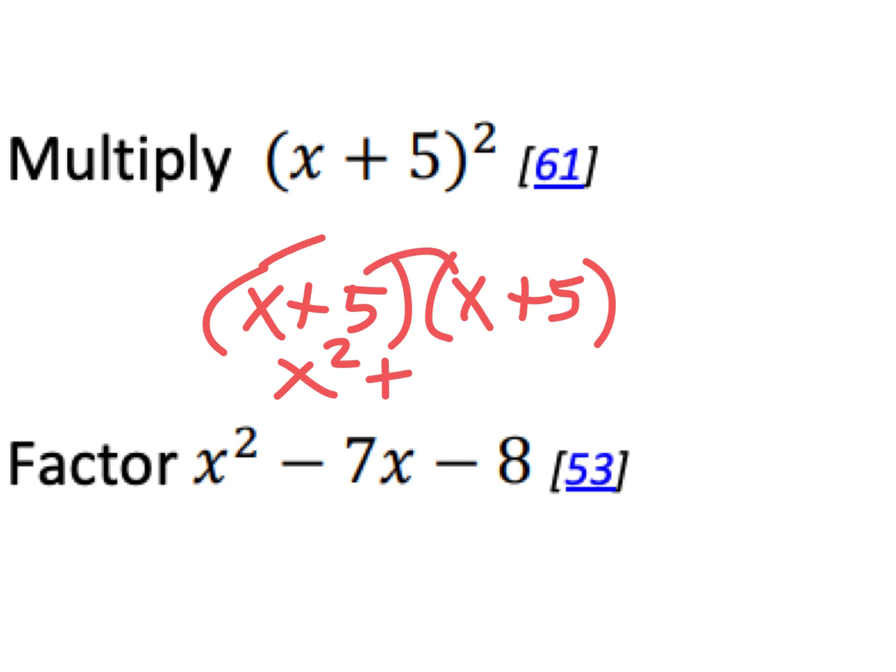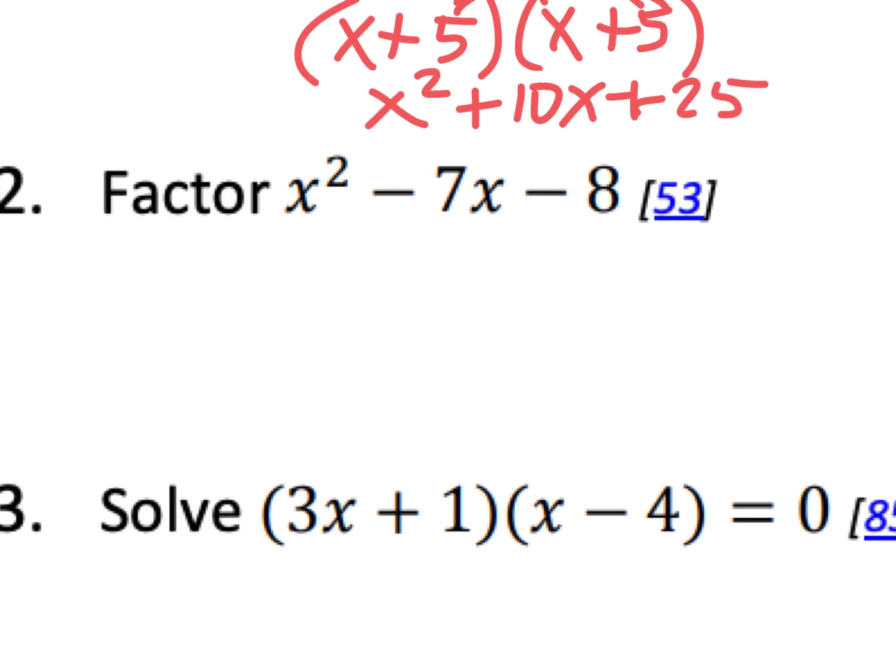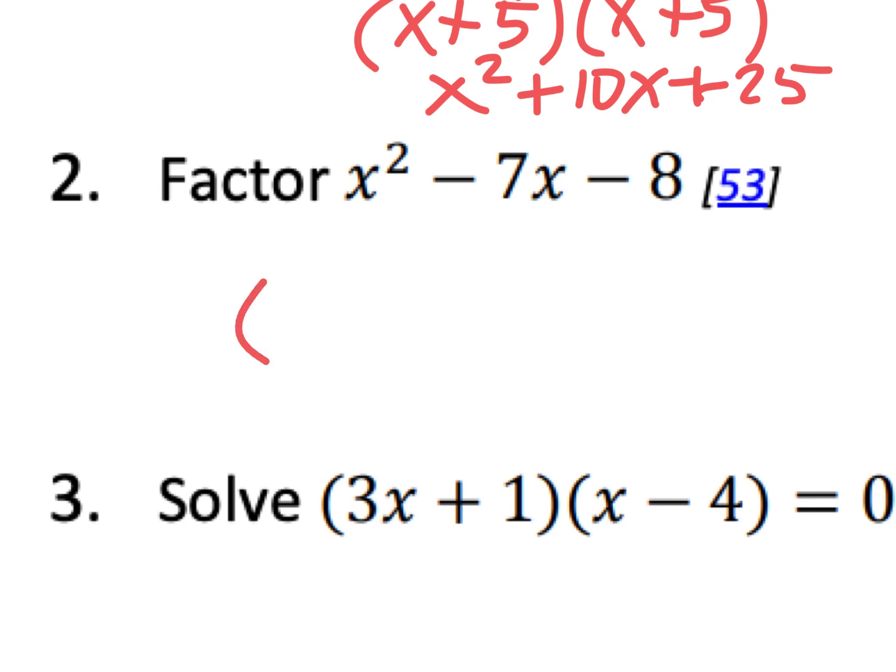Plus 5x plus another 5x makes 10x. Plus the 5 times the 5 makes 25. Raise your hand if you had that one right. Cool, that's going to be easy. This one is what we've been doing all along. Everybody just factor that one. 3-step process. Put in the x's, put in the signs, figure out the numbers.